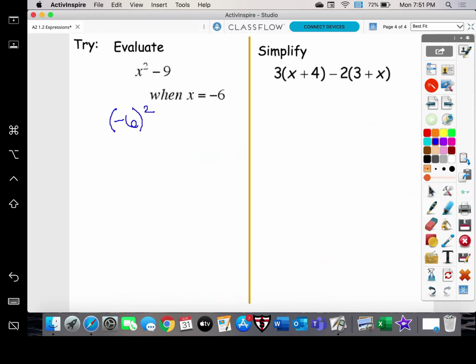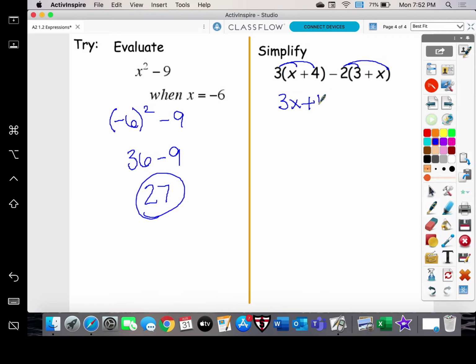Okay, so we would have -6. We're going to plug in that -6 and square it, minus 9. So that's a 36 minus 9. And 36 minus 9 should be 27. On the other side, we have a couple distributive properties to do. So we'd have 3x plus 12 minus 6 minus 2x, because we're distributing a -2. And then combine your like terms. 3x minus 2x is x. 14 minus 6 is 8. So my answer there would be 8.